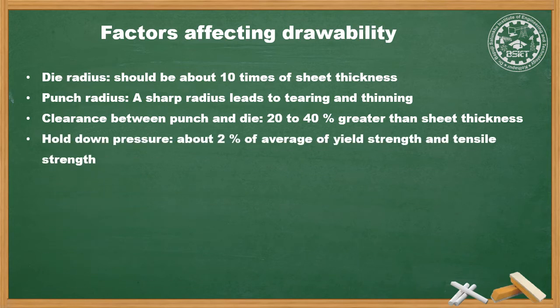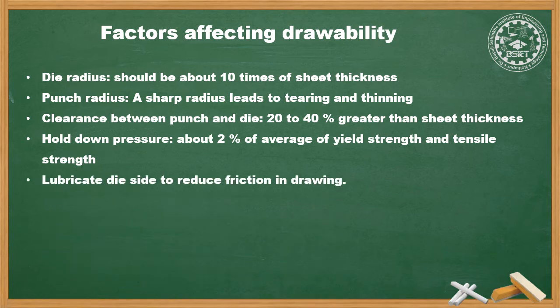Fourth, hold down pressure about 2% of average yield strength and tensile strength. That is, the pressure to hold down the cup at the end of the drawing operation is called hold down pressure. It should be at least about 2% of average yield strength and tensile strength.